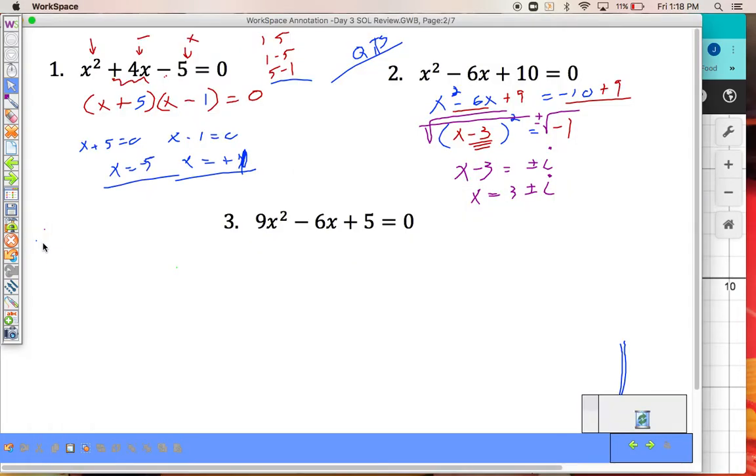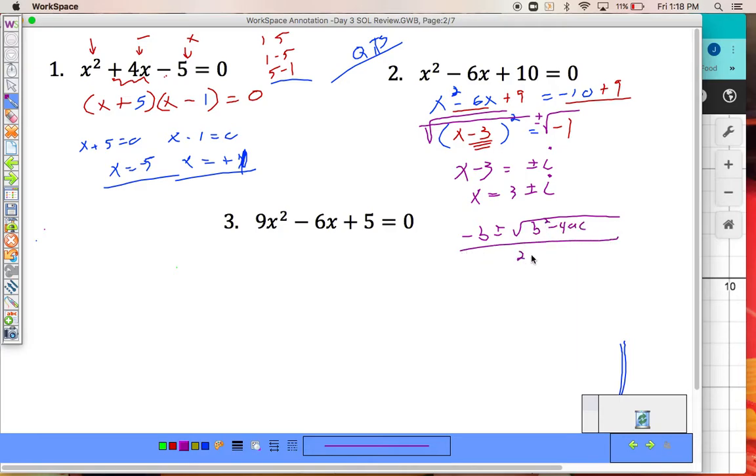All right, quadratic formula. Negative b plus or minus the square root of b squared minus 4ac, all divided by 2a. Going back to this problem, 9x squared minus 6x plus 5. My a is 9, my b is negative 6, and my c is 5. Substitute those numbers in and do the math. Clean it up the best you can. Go ahead and pause it at some point because I'm going to start working on it right away. So pause it so you can do the work ahead of me.